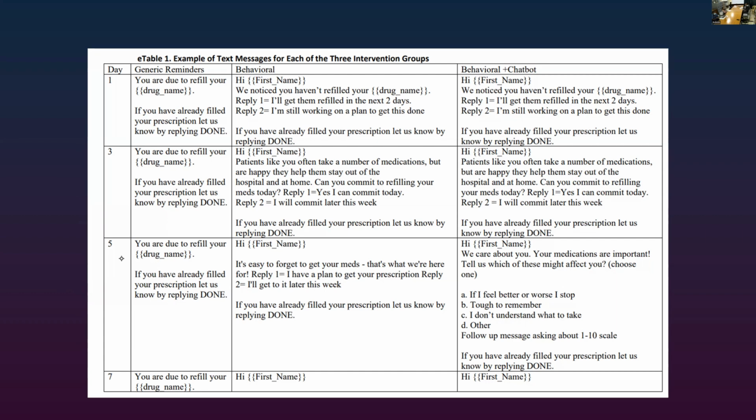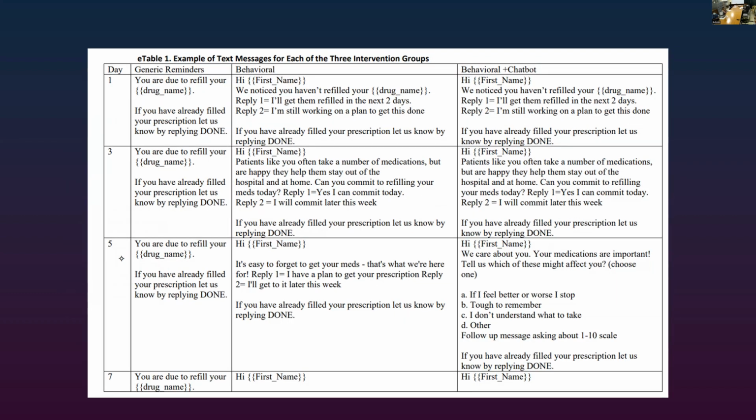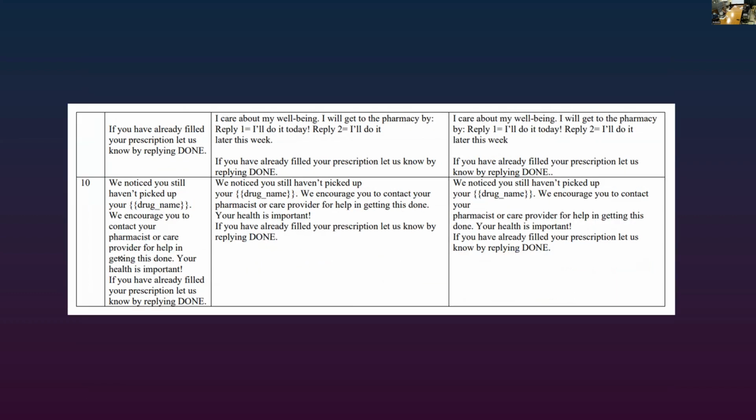And the chatbot, again, has a set of questions that were answered. If the patient has any doubts about the medication, they can send it to that chatbot. Similarly, this would be done on day 1, 3, 5, 7, 10, so multiple days following the time they did not take the medicines.